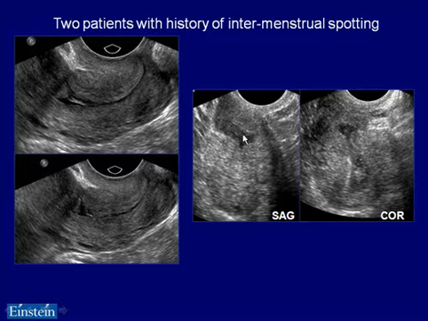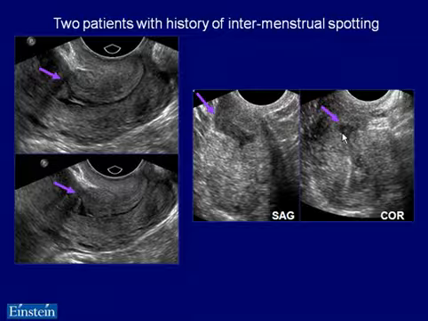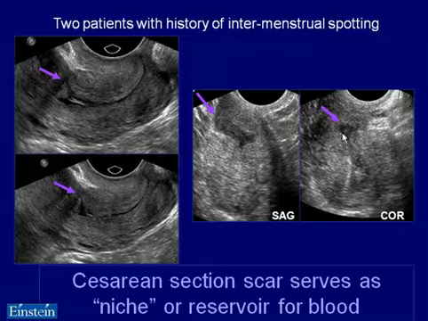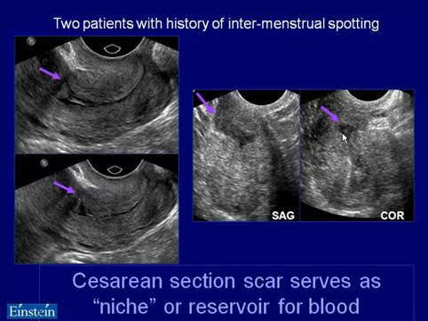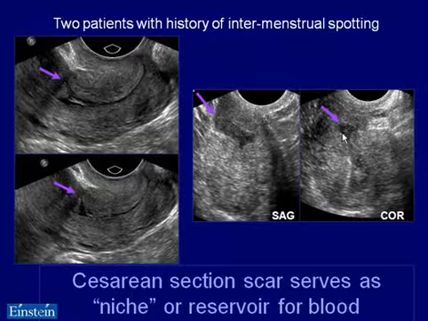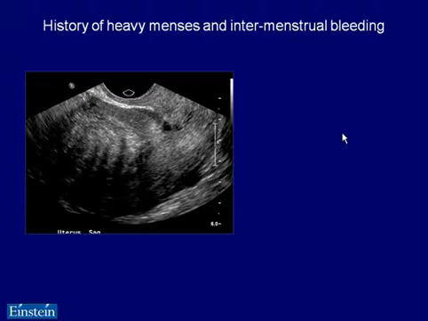This second patient had an even larger collection of complex fluid in the cesarean section scar, and you can understand why a patient like this might have spotting in between menses. This place is called in the literature by people who have written upon it a niche or reservoir for blood.